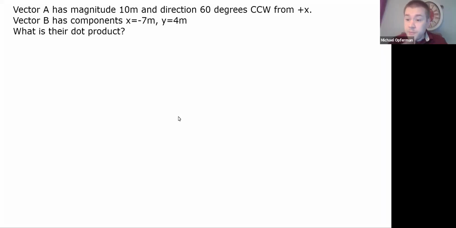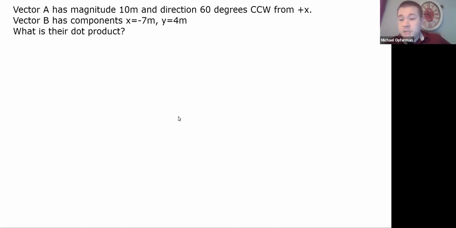All right, so let's do an example of the dot product. I have two vectors here on the screen. We have a mixed kind of representation where vector A is given in magnitude and direction form, and vector B is given in component form. So we want to take the dot product of these two vectors.